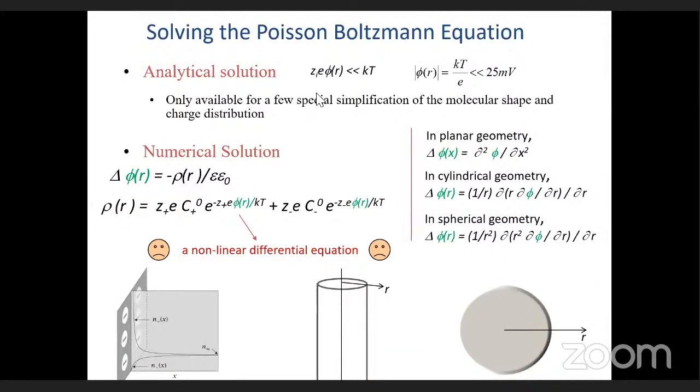The Poisson-Boltzmann equation can be solved in some cases analytically. This is possible when the electrostatic energy is less than the thermal energy. But for systems of interest, this is not possible. That is why we prefer to solve the Poisson-Boltzmann equation numerically. The system that we have to solve is this system.